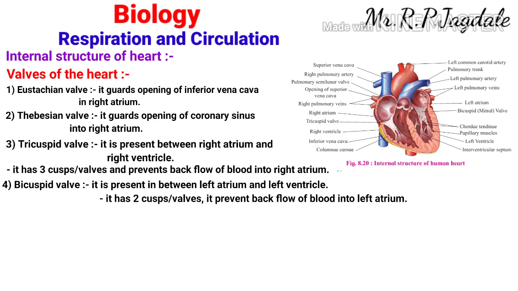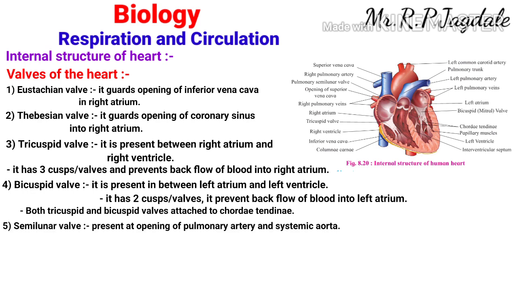The tricuspid valve is present at the right side of the heart, and the bicuspid valve is present at the left side of the heart. Both the tricuspid and bicuspid valves are attached to the chordae tendineae. Okay, we have seen what the chordae tendineae are. It is musculature connected to the tricuspid and bicuspid valves to control the opening and closing of those valves. And the fifth important valve is the semilunar valve.